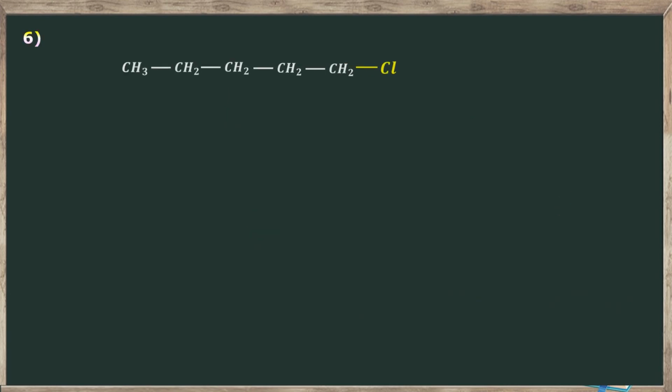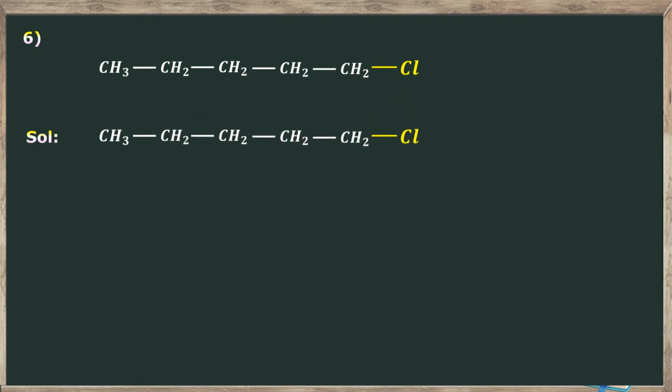Problem number 6, solution. This one is the parent chain, and one chlorine halogen atom is attached to this carbon atom. So only one substituent is there. At that time, numbering of the parent chain is done in such a way that the carbon atom carrying the substituent gets the lowest possible number. For that reason, this parent chain is numbered from right to left. Okay, so this one is the parent chain.